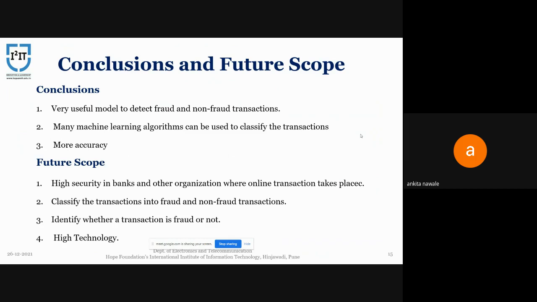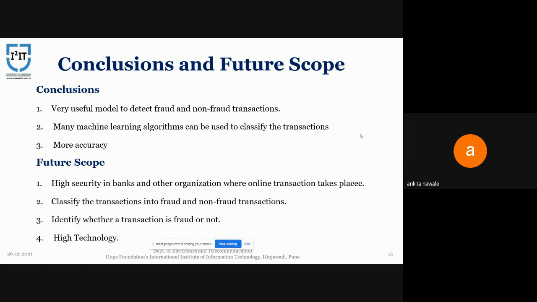The future scope: this gives high security in banks and other organizations where online transactions take place. As we know, there will be more online transactions in the future, less cash. And this classifies transactions into fraud and non-fraud, as we know, and this is high technology.